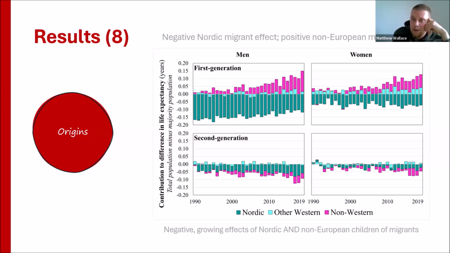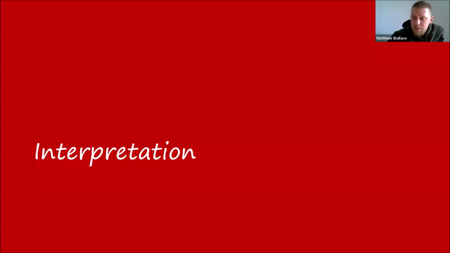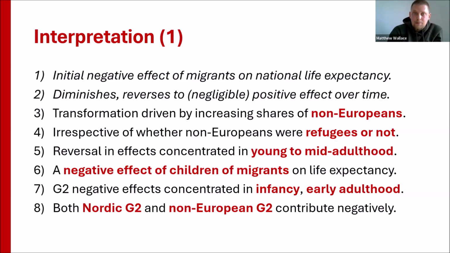But there's kind of a reversal here, right, between generations of non-European groups contributing positively for migrants, but negatively for their children, which again is kind of concerning because these effects also look to be growing over time a little bit. So I'll just have some brief interpretation.